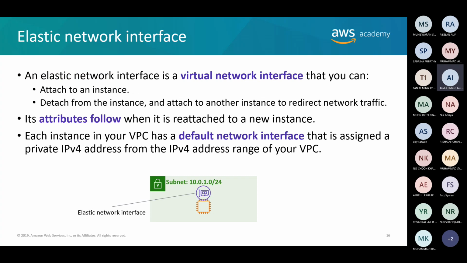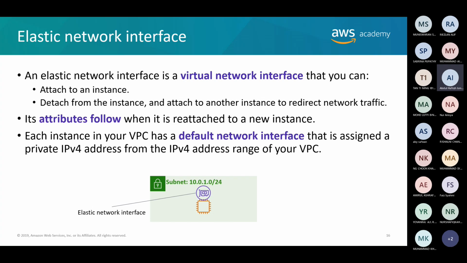So an elastic network interface is a virtual network interface. This is its logo. It's a virtual network interface that you can attach or detach from an instance in a VPC. A network interface's attributes follow it when it is reattached to another instance. So when you move a network interface from one instance to another, network traffic is redirected to the new instance.